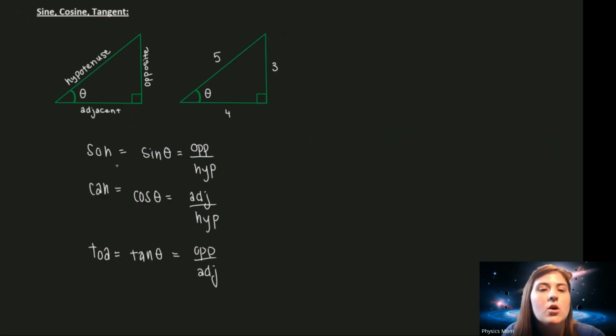So you'll see the O is always set to opposite, H is the hypotenuse, A is the adjacent, and it's going to give me that acronym to help me remember each perspective side.